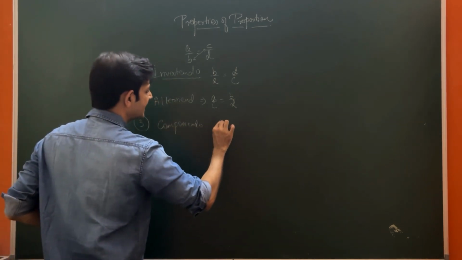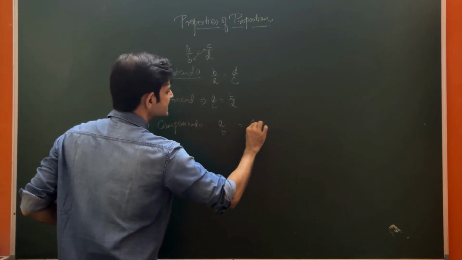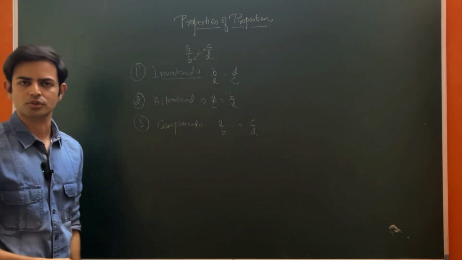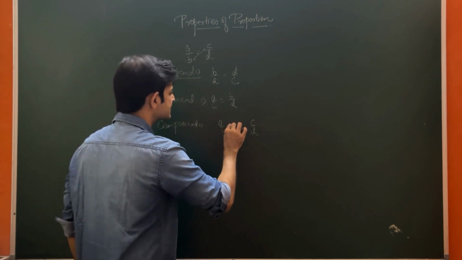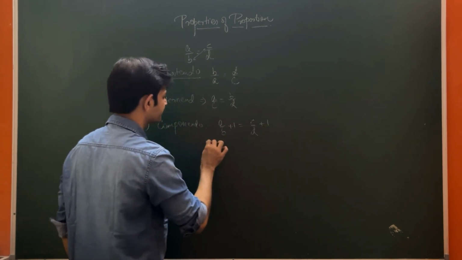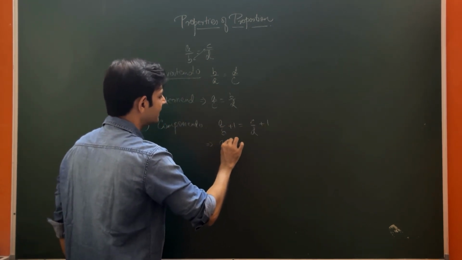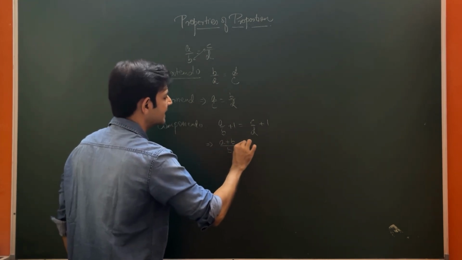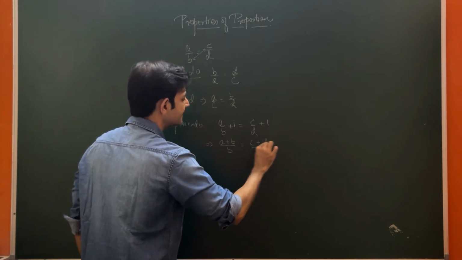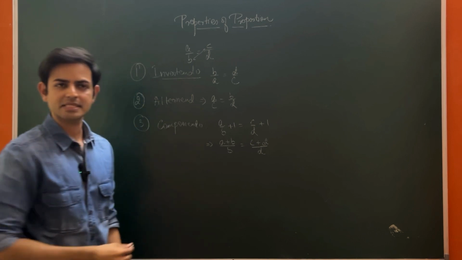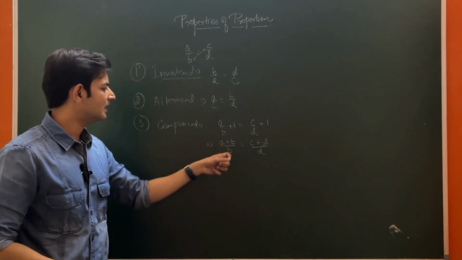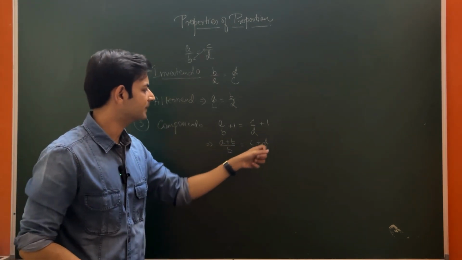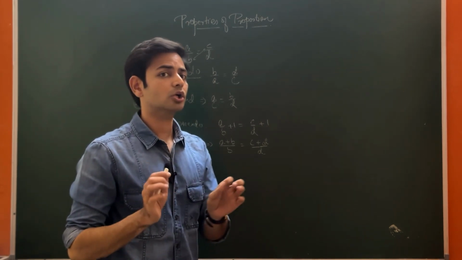So we have this a/b = c/d as our normal proportion. We add 1 on both sides, so it becomes (a+b)/b = (c+d)/d. So (a+b)/b = (c+d)/d is your componendo.